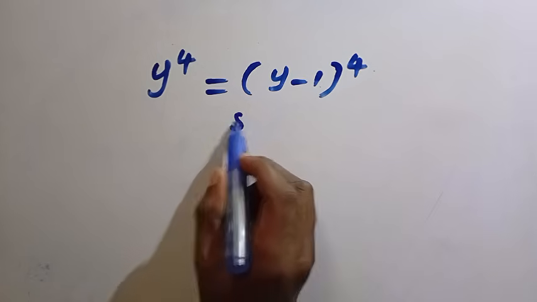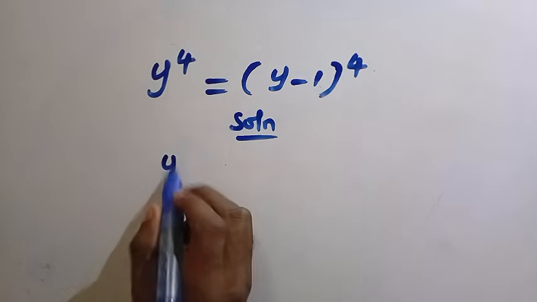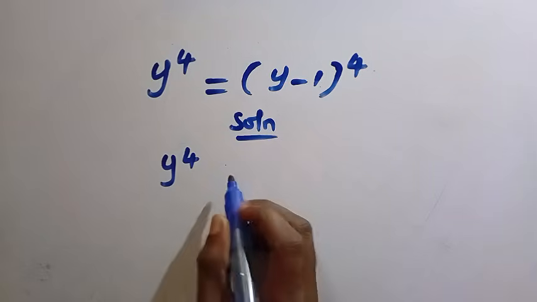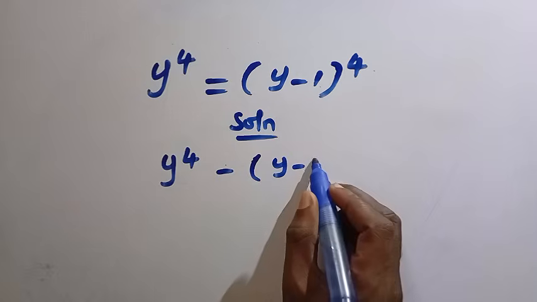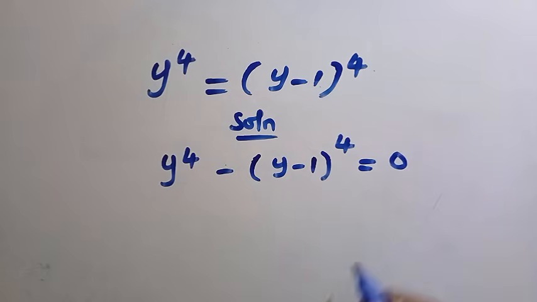So to solve this step by step, let's consider the solution. For y raised to the power 4, we take (y minus 1) to the power 4 to this side. So this gives us y to the power of 4 minus (y minus 1) to the power of 4, and what remains here is equals 0.